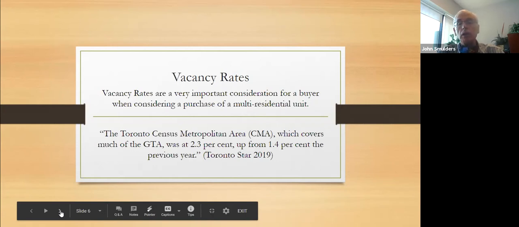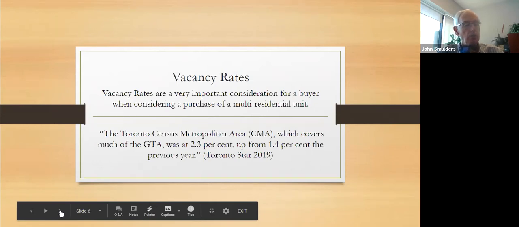Vacancy rates are really an important consideration for a buyer considering the purchase of a multi-residential unit. And of course, as we're living through this COVID in November, the vacancy rates are at the point now where rental prices are starting to drop. Why? Because there's a ton of inventory on the market right now because of COVID and a lack of immigration coming into the GTA. Not only a lack of immigration, but a lack of student rentals. Airbnbs are totally discouraged now because of COVID, that kind of thing.